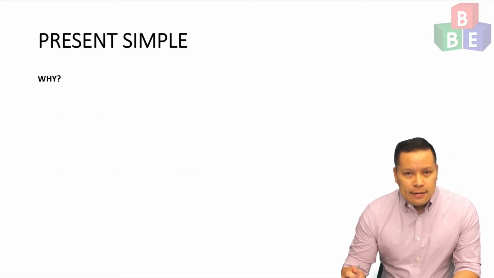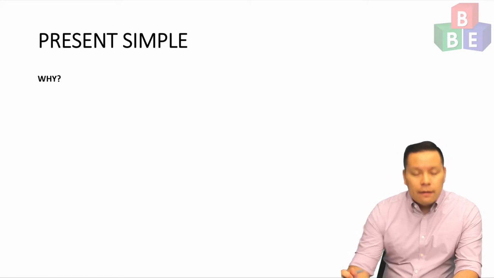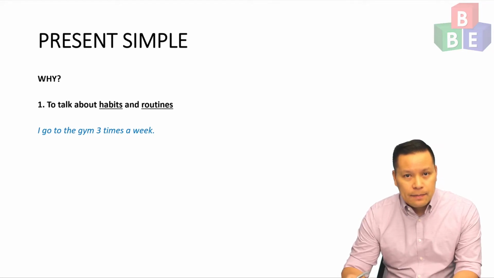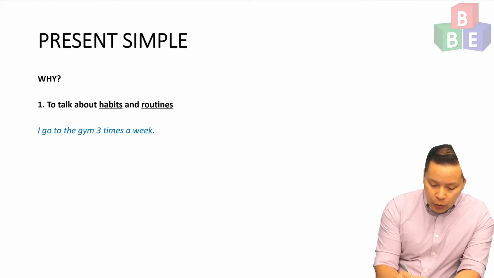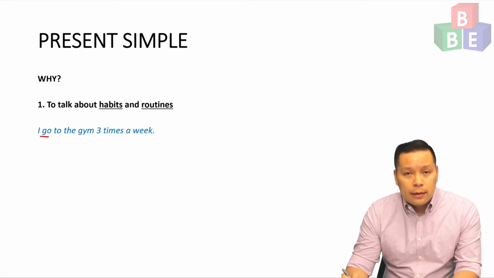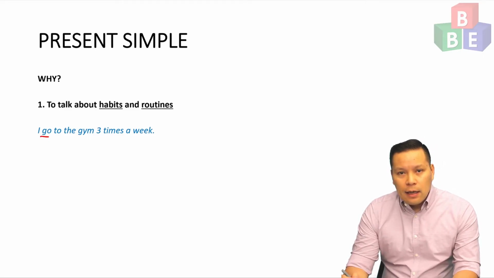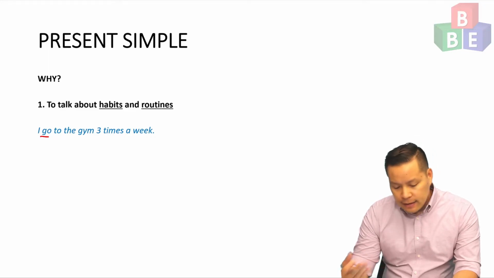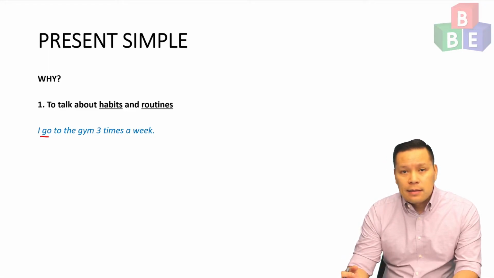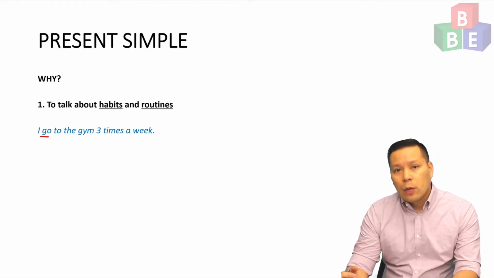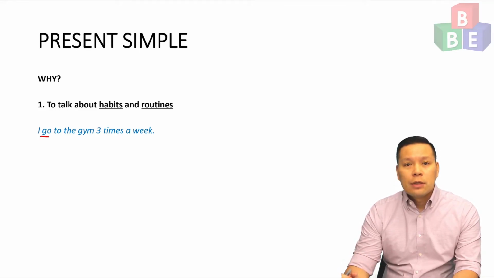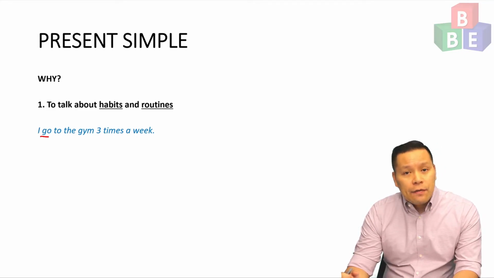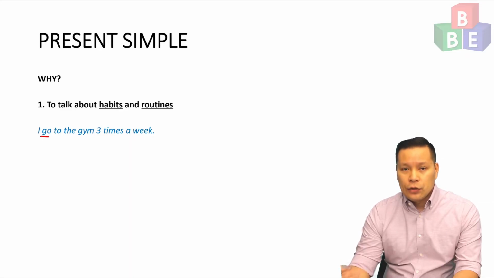Why do we use these tenses? First of all, we use present simple to talk about habits and routines. I go to the gym 3 times a week. These sentences usually come with an adverb of frequency. These include adverbs like sometimes, often, always, once in a blue moon, twice a year, and never. We will have another video in this series on where to use adverbs.